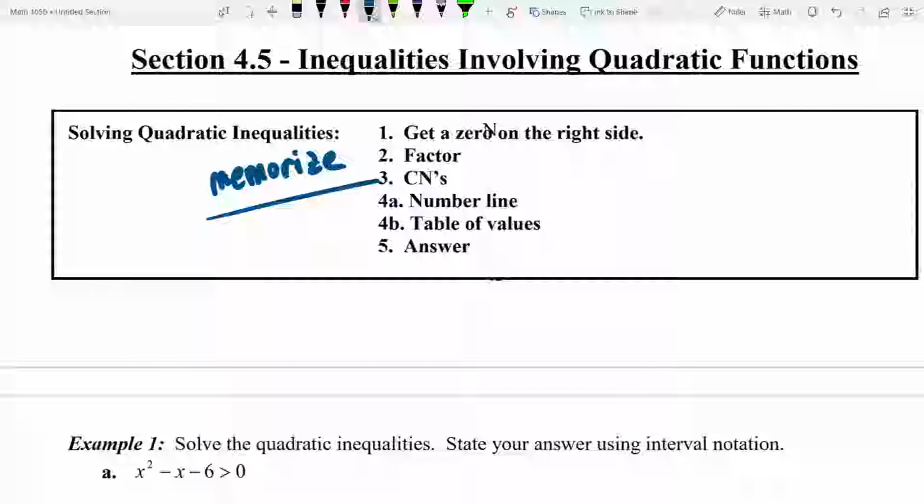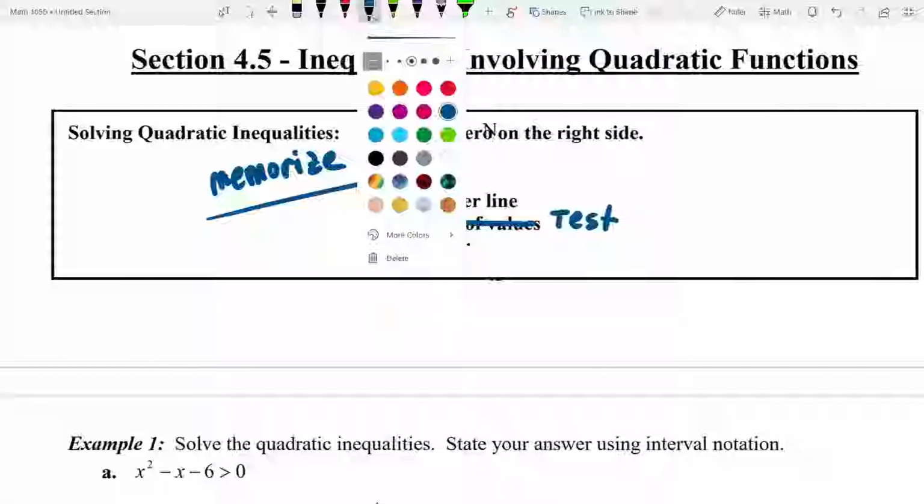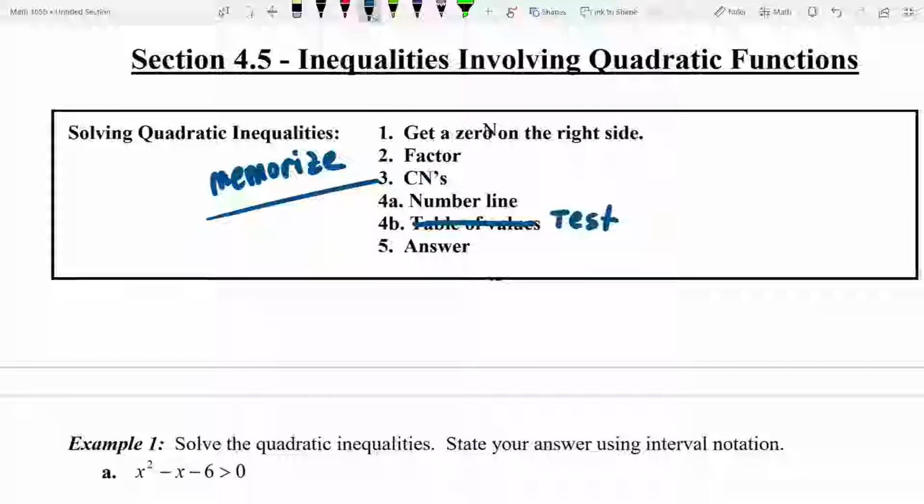So you have to get a 0 on the right, you have to factor, list your critical numbers, graph it on a number line, do a table of values, and answer. Where it says table of values, I want you to cross that out, and I just want you to put test. We used to have to put a table of values, and that is no longer. It's easier, and so we just have to test, okay?